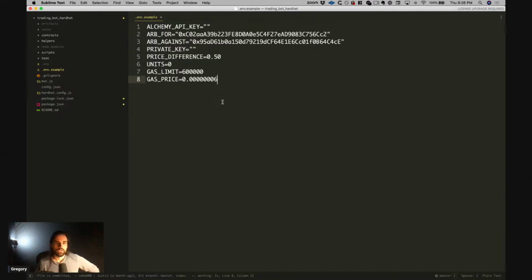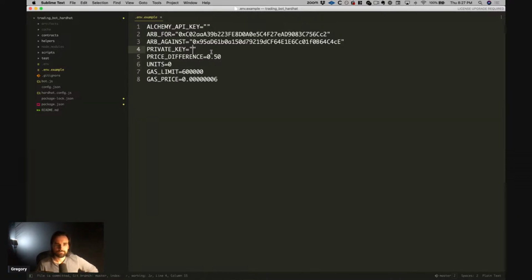So you're going to copy this template and put it in your .env file. It'll look basically like this when you start out. Then you go through line by line and fill out all this information. I'll start from the bottom and go to the top. The gas price, you can leave as is. You can adjust this, we'll talk about it later. The gas limit, you can leave as is. Units, you can leave as is. Price difference, you can leave as is. We'll talk about it later.